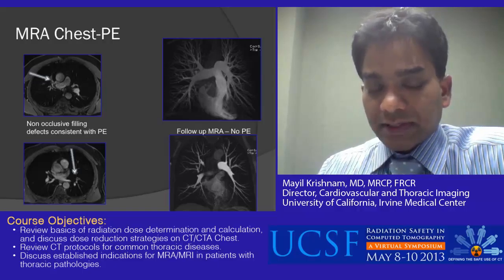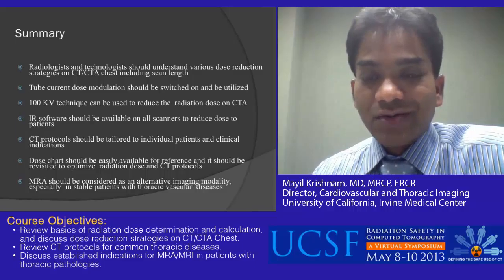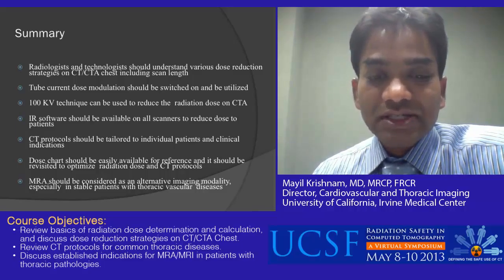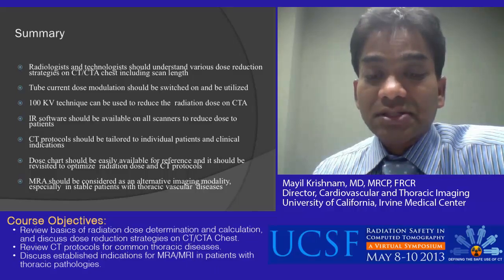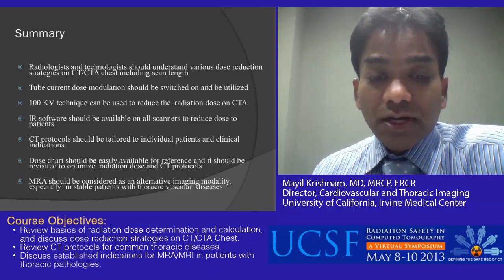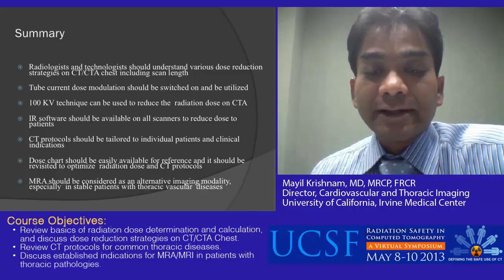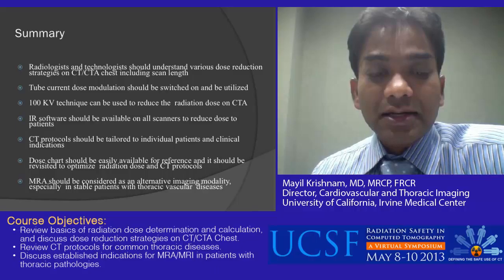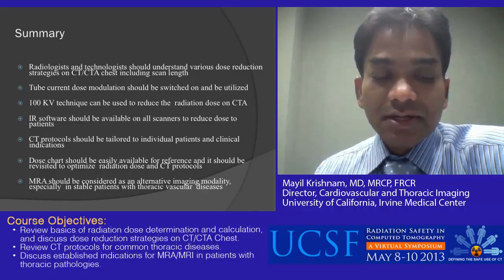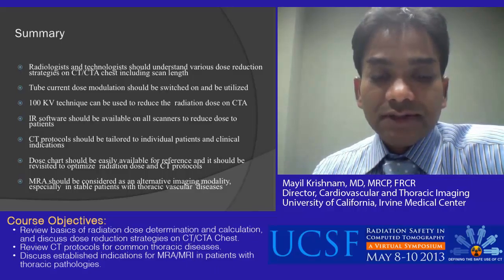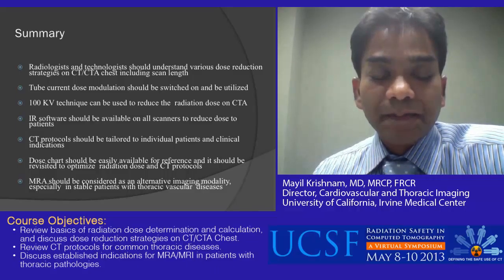Next slide. So in summary, radiologists and technologists should understand various dose reduction strategies on CT and CTA chest, including some basic methods such as scan length. Tube current modulation should be switched on and be utilized on all scans. 100 kV technique can be used to reduce radiation dose on CTA. Iterative reconstruction software should be available on all scanners to reduce dose to patients.